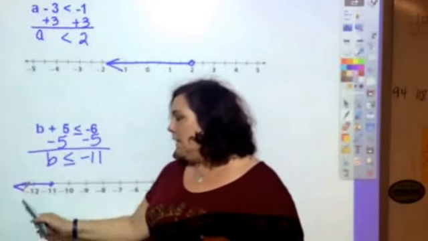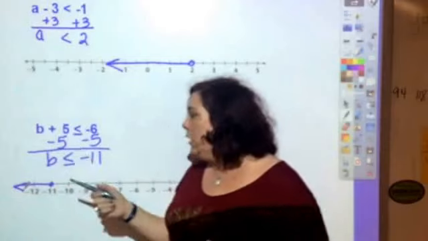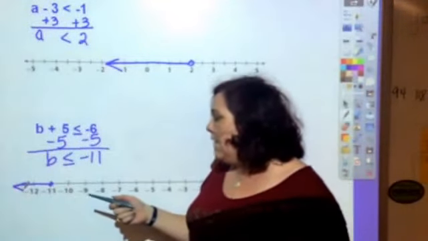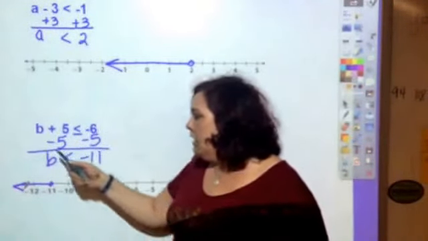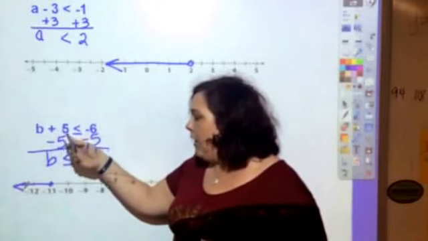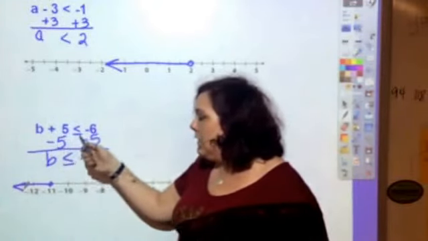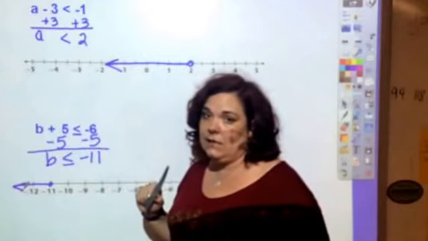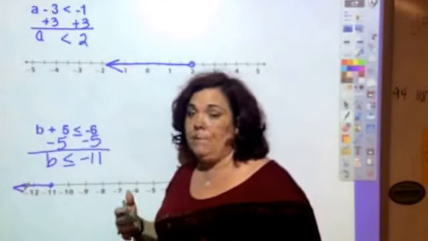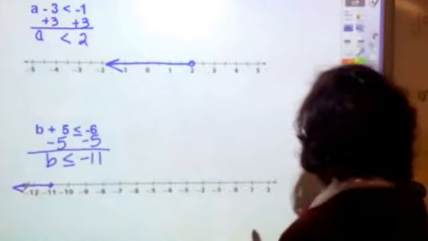And that just means that -13 makes this true. Let's take -15. -15 plus 5 would be -10. -10 is less than -6. So you can substitute in and see that it's true.